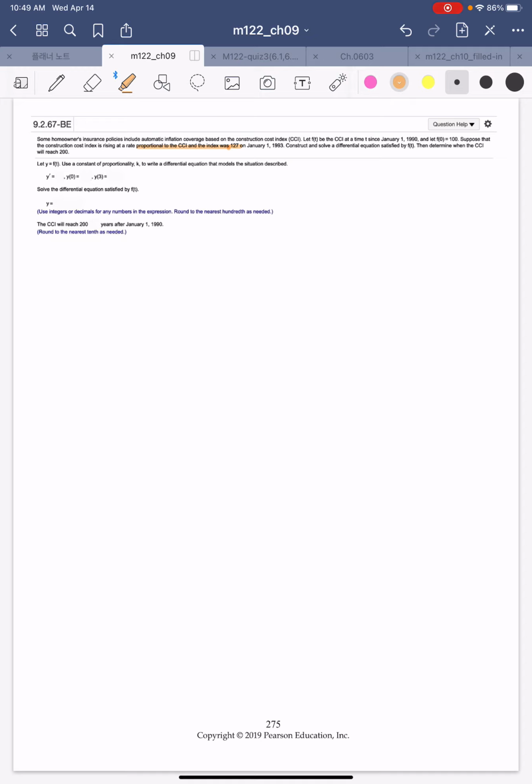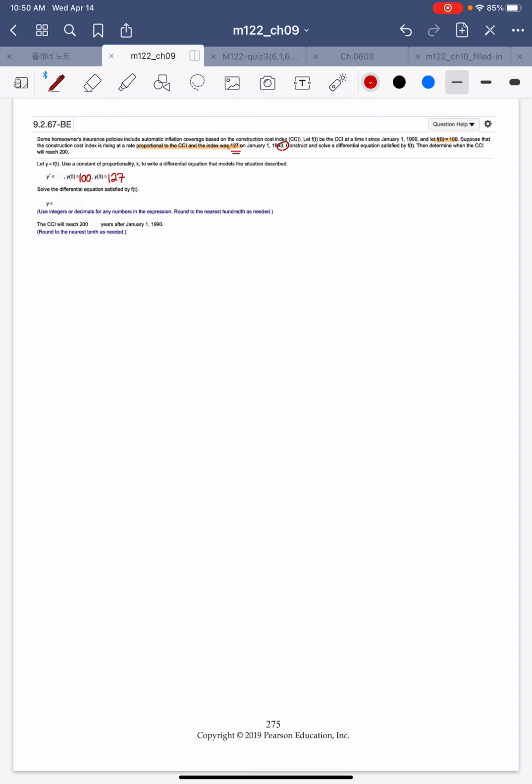So a couple things. I'm just going to relabel function f as y, because that's just a label. So y sub 0 is the same thing as 100 here. So you can write down 100. And then y sub 3, after 3 years, is 127. So those are given. Okay.